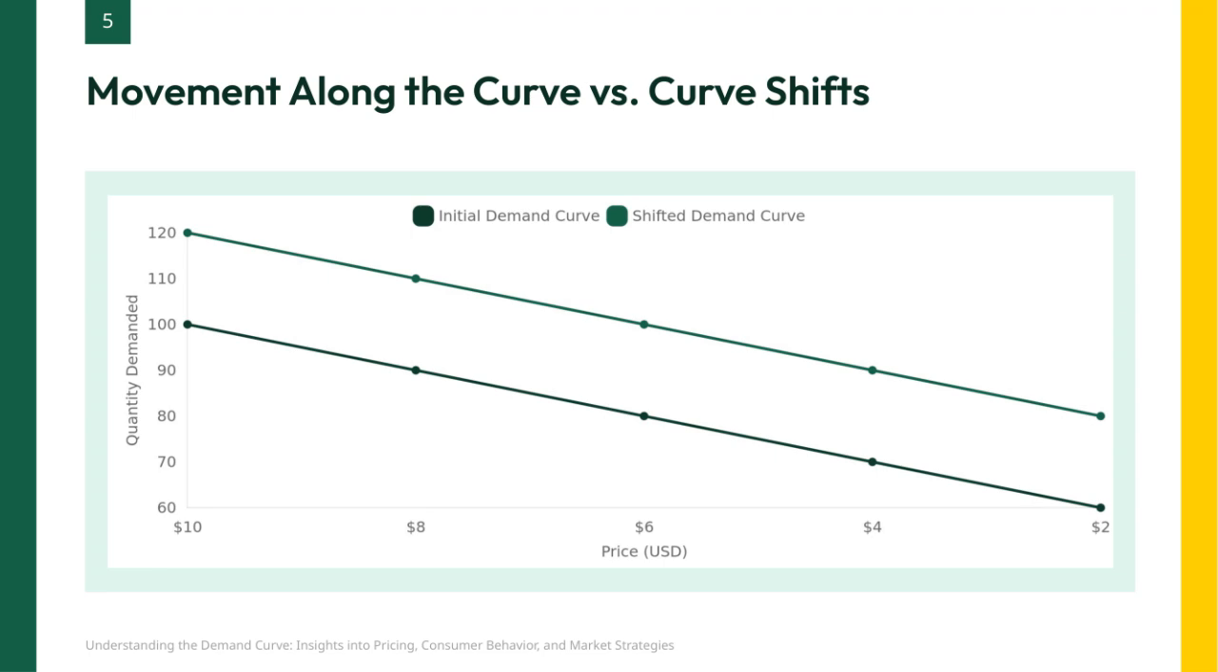Now, the shifted demand curve lies to the right of the initial curve, indicating higher quantity demanded at every price point. For example, at $10, demand increases from 100 to 120 units. This shift reflects changes other than price, like consumer preferences or income, that increase demand overall. So the key takeaway is that movement along the curve happens when price changes affect quantity demanded, while a curve shift means the entire demand relationship has changed due to external factors. Understanding this distinction is crucial for analyzing market behavior accurately.